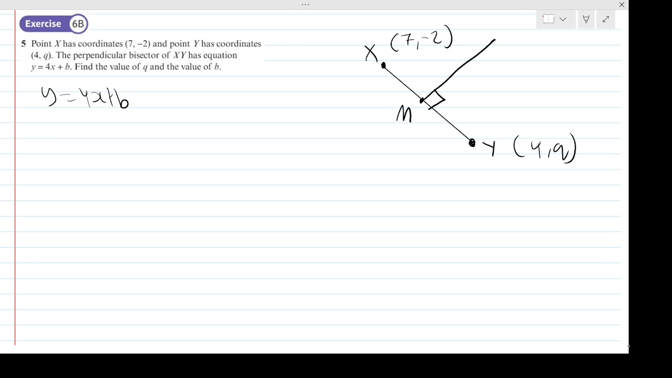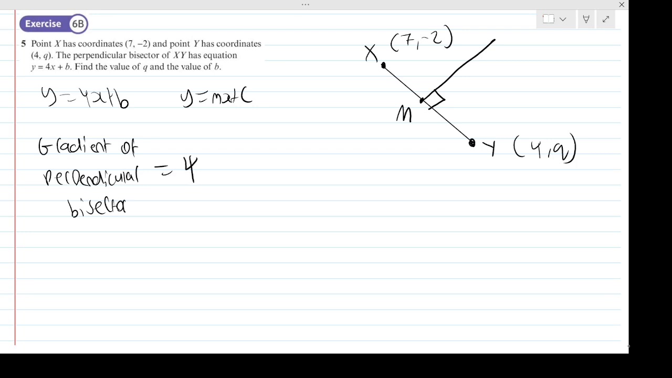There's probably multiple different ways we can do it in the order we can do it. I think potentially this idea of it being perpendicular is staring at me. Because why? I have this equation in the form y is mx plus c. They're giving us quite kindly 4 for the gradient here. So that means 4 is the gradient of the perpendicular bisector, right? So the gradient of the perpendicular bisector is 4, okay?